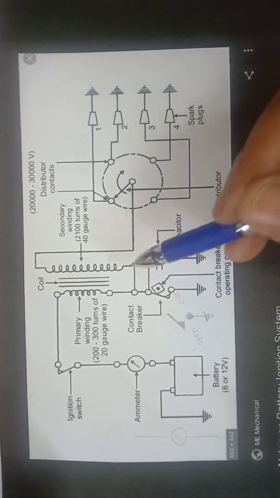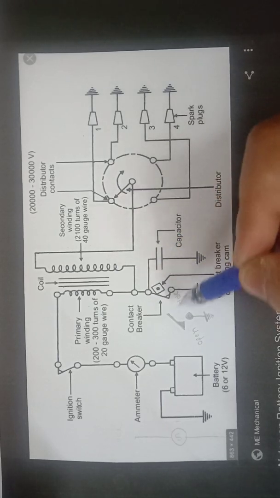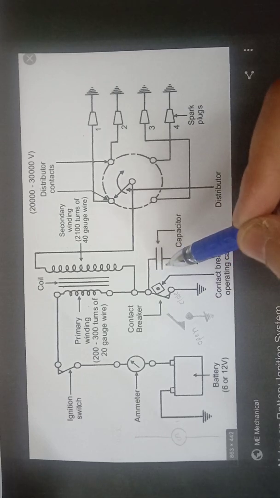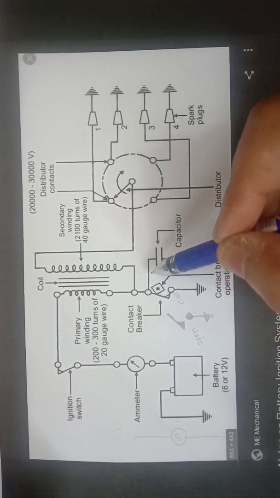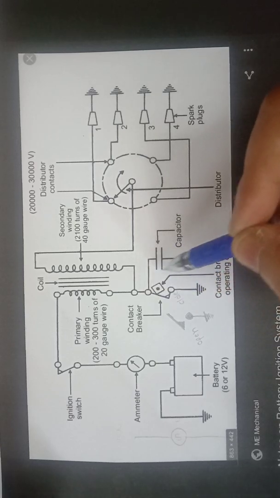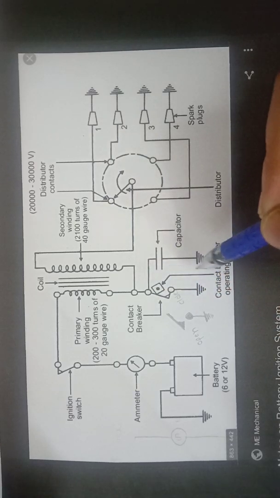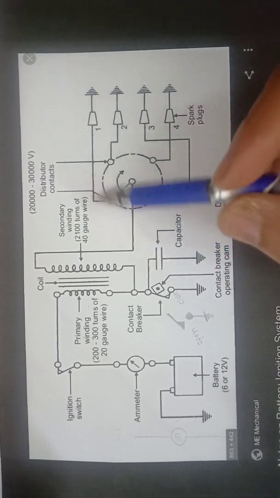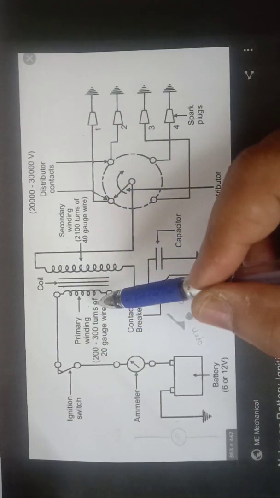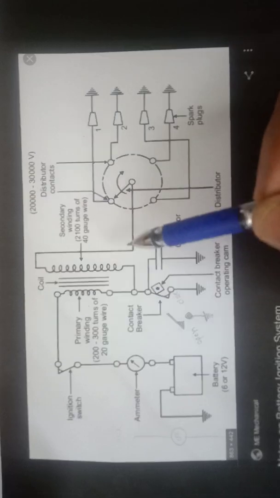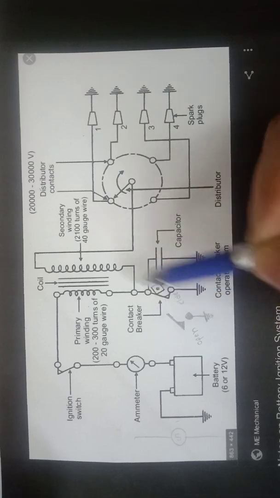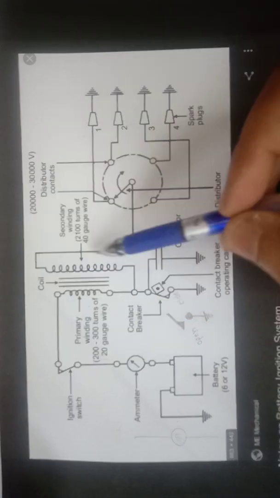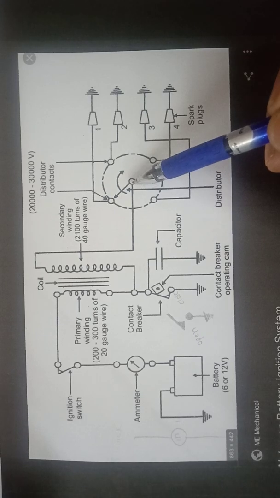Okay, and in parallel with this contact breaker point there is one circuit in which a capacitor is connected. The positive point is connected to the positive probe of the capacitor and the negative is connected to ground. So this is all the primary circuit of the contact breaker point. Now the secondary circuit consists of the secondary winding. One end of this secondary winding is grounded and the other probe is connected to the distributor like this.